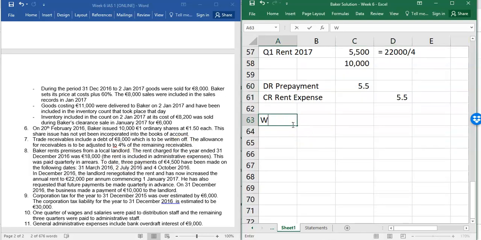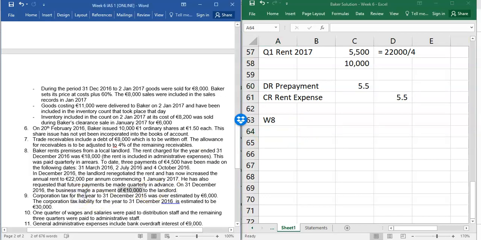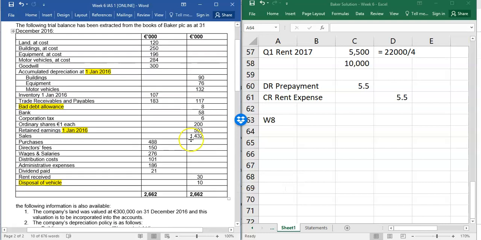So working 8 then, we're looking at corporation tax. Now again, this is a bit of a tricky one. You're told corporation tax for December 15 was overestimated by 6. And hopefully you remember when you look up here, that's where this 6 balance comes from, corporation tax. So what they mean there is every year you will estimate what your tax bill is. Only after the year end then, when the tax deadline happens, you'll know your exact bill. So what happened last year was you estimated 6 higher than there was needed. So when you paid off your tax bill, you had 6 of a credit left in your account.